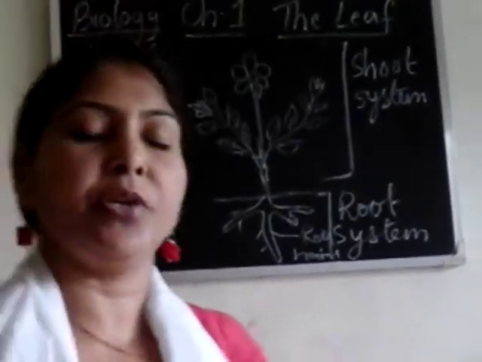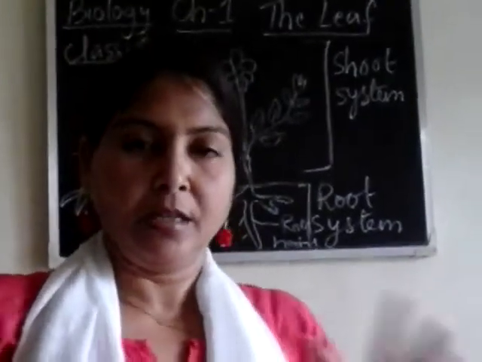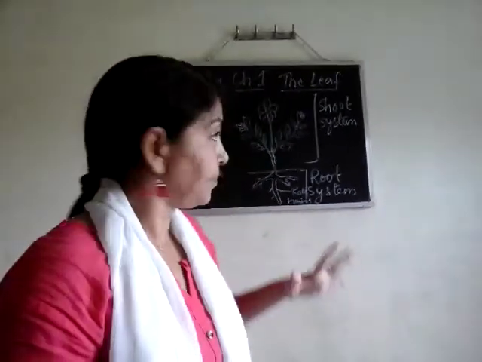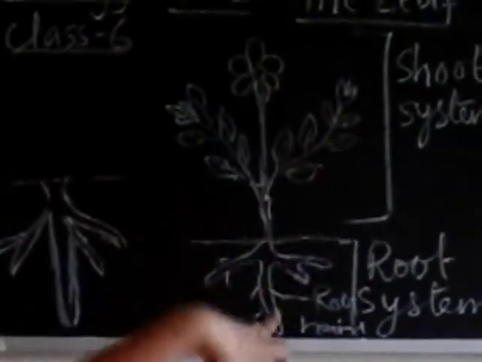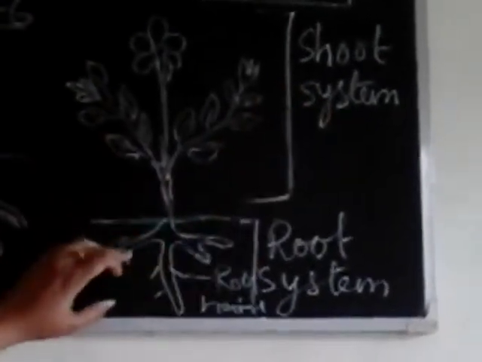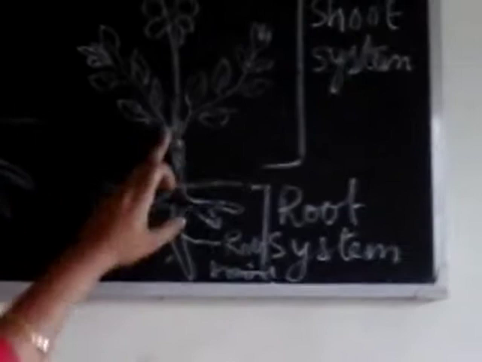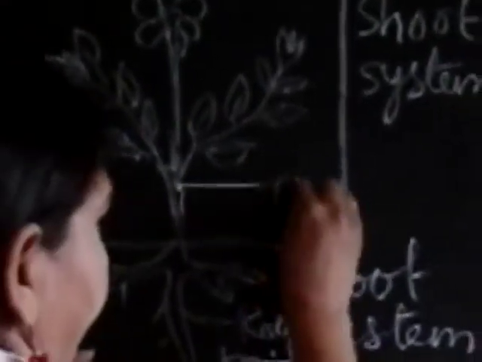If you recall the previous video, I have already explained the various parts of a leaf. Now over here you can see in this plant the leaves are arising from certain points. What is this point called? The point from which the leaves or the stem arises is called the node.